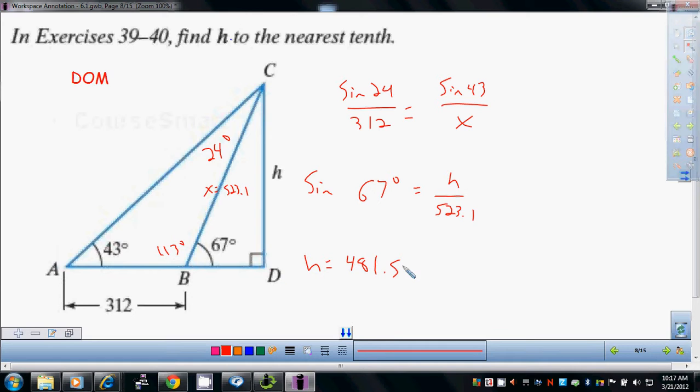Excellent. Once you have this piece, you have to figure out which trig function you're using. So when you start with an angle, we chose 67. I guess you could have subtracted and used the other angle. You just multiply by 523.1. All right. Questions on that?